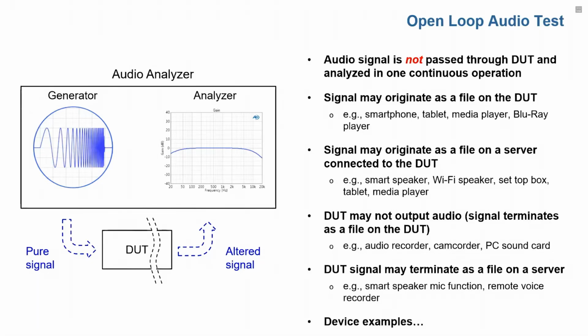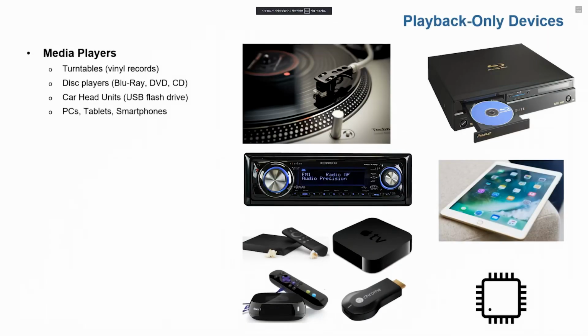So some examples of devices that have to be tested in an open loop configuration. First, we have media players. This could be something like a turntable that plays vinyl records, disc players, Blu-ray, DVD, CD, etc. A car head unit where you're playing the signal off a USB flash drive, and PCs and tablets and smartphones. PCs, tablets, and smartphones are kind of special because they show up in many of these categories because they have so many different functions.